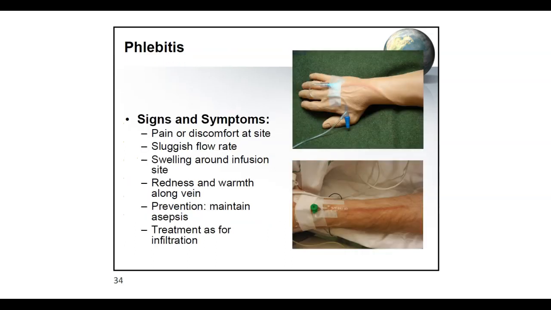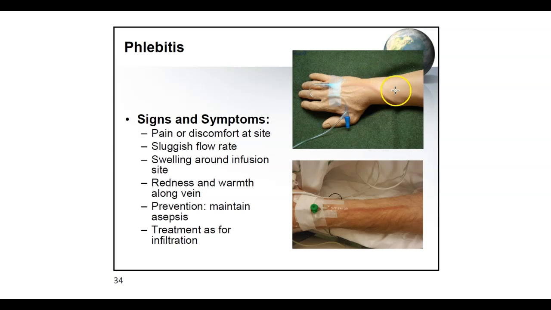All right, another complication from having an IV is phlebitis. From the word itself, phleb and itis. Phleb basically means the vessel. Itis means inflammation. So basically this is inflammation of the vessel. The inflammation of the vessel will cause pain and discomfort at the site. Sometimes it happens because of the tubing itself, or the medication may be too irritating to the vein, so it can cause some inflammation in the area.